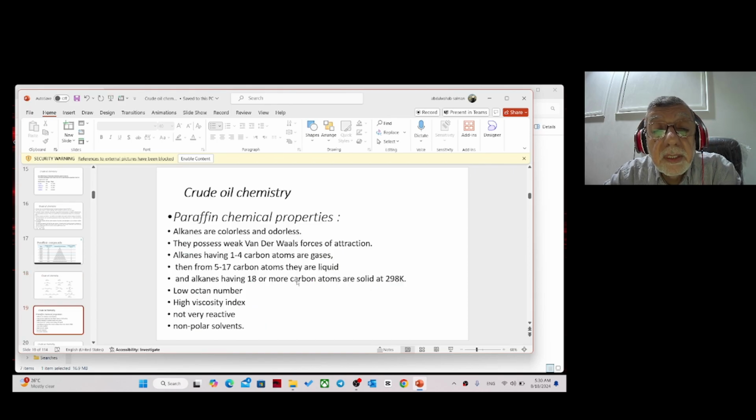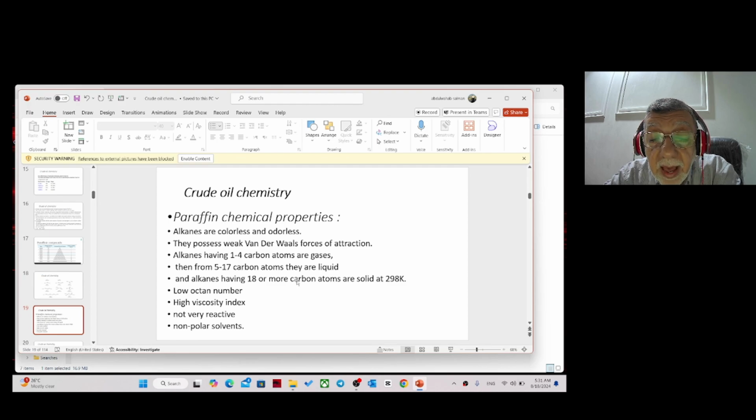So we come to properties of paraffin. Paraffin, as we said, is alkane. Alkanes are colorless and odorless. They possess weak van der Waals forces of attraction. Alkanes with 1 to 4 carbon atoms are gases, as I mentioned before. From 5 to 17 carbon atoms, they are liquid. And alkanes with 18 or more carbon atoms become solid or semi-solid at 298 Kelvin temperature. Low octane number: all alkanes have low octane number except the iso. Iso has a higher octane number than the normal straight chain.